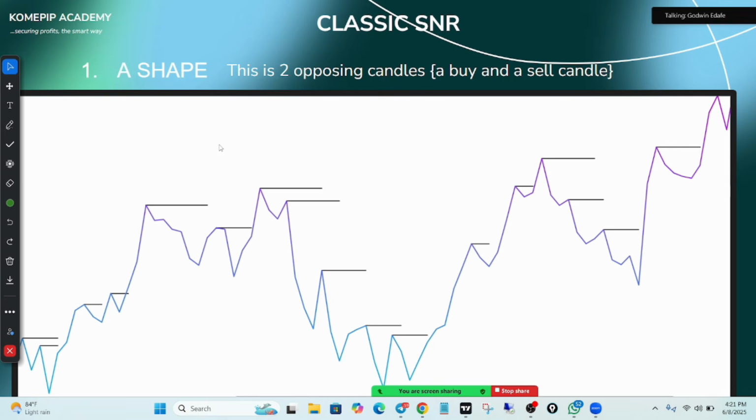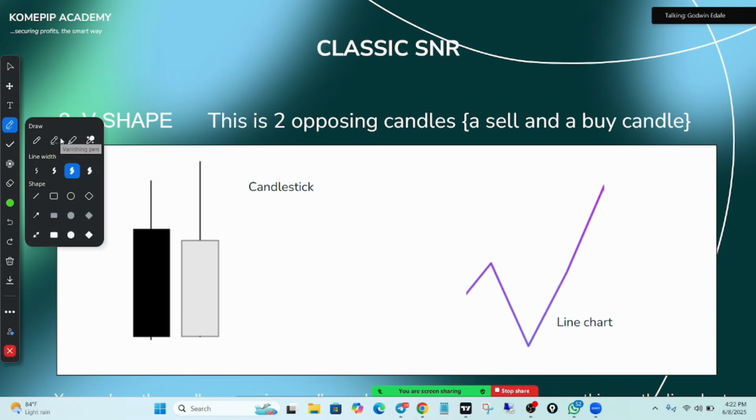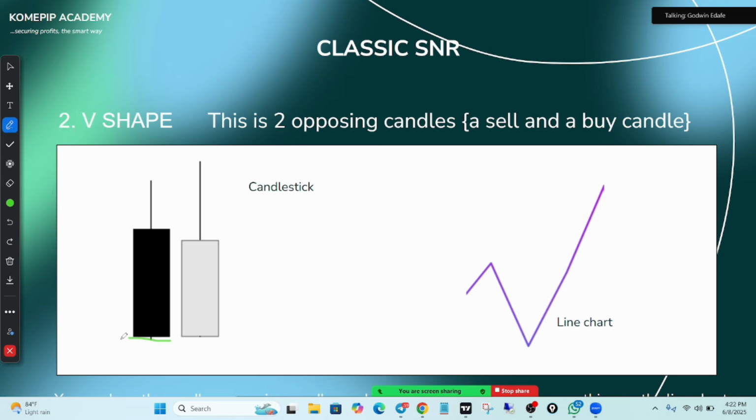A shape is the same thing as V shape, but V shape is the bullish version of A shape. You can see this is the closing price. So if you are drawing your levels, you draw the closing price. This is the line chart version. We have V shape right there. Do you understand?